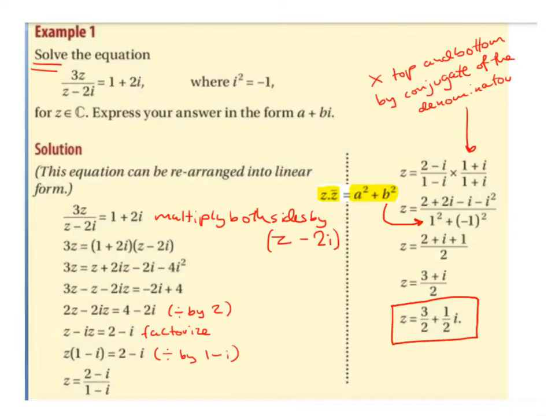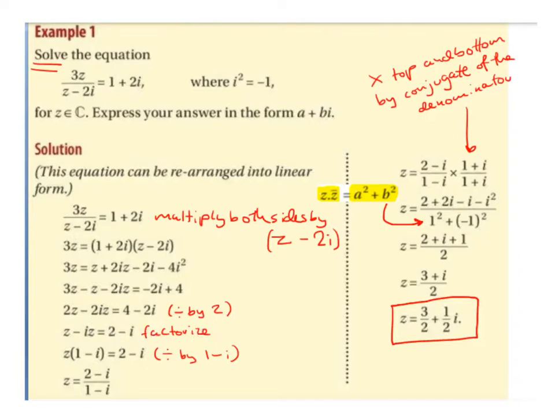We bring everything containing a Z to the left-hand side and anything without a Z to the right. So we have 3Z minus Z minus 2IZ is equal to minus 2I plus 4. We simplify. 3Z minus Z is 2Z, and everything else stays the same. We divide across by 2, so we get Z minus IZ equals 2 minus I.